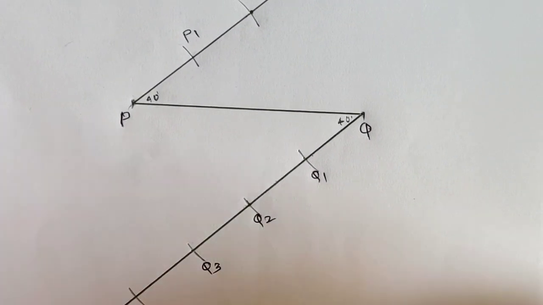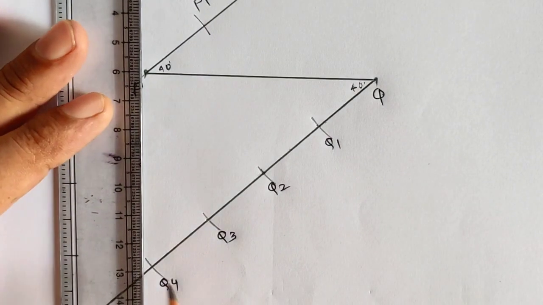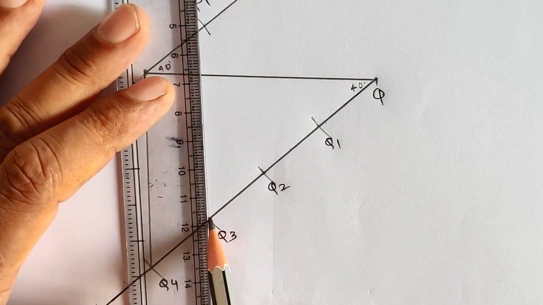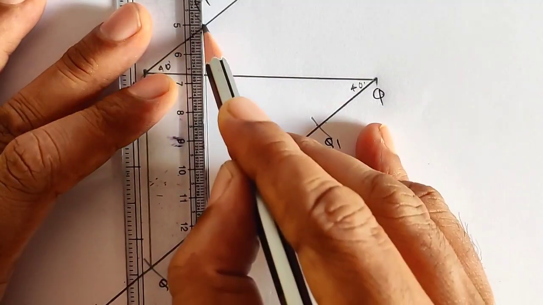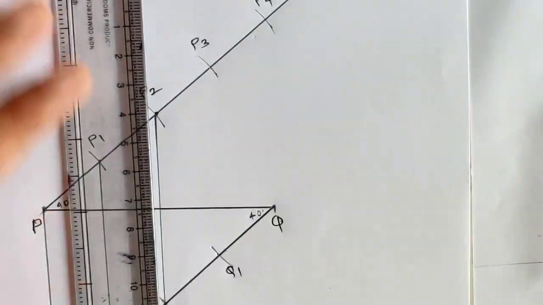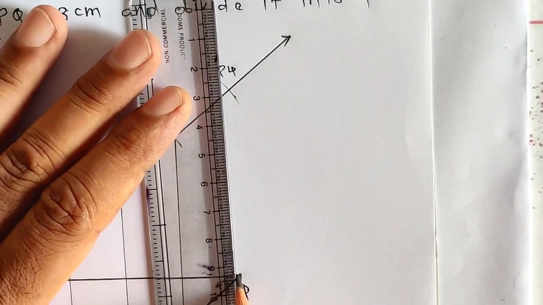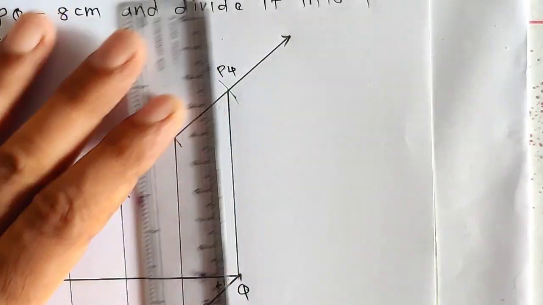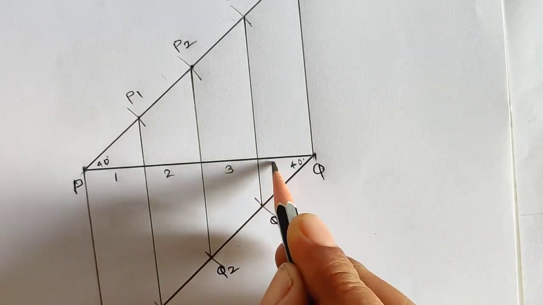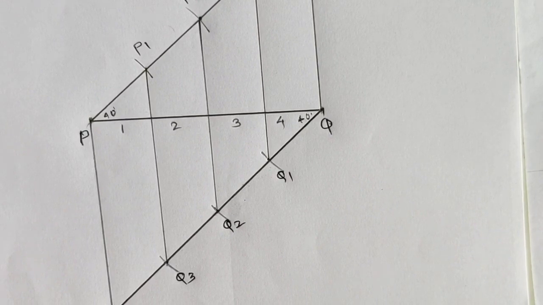Now what we have to do? Join the last points. So P and this Q4. P and this Q4. This last point we have to join. Then the next point. Join that point, next point. Join that, next one, and again last one. Here Q and P4. Now if we join these points, then this segment is divided into 1, 2, 3, 4 equal parts. So in this way we can divide this segment into 4 equal parts.